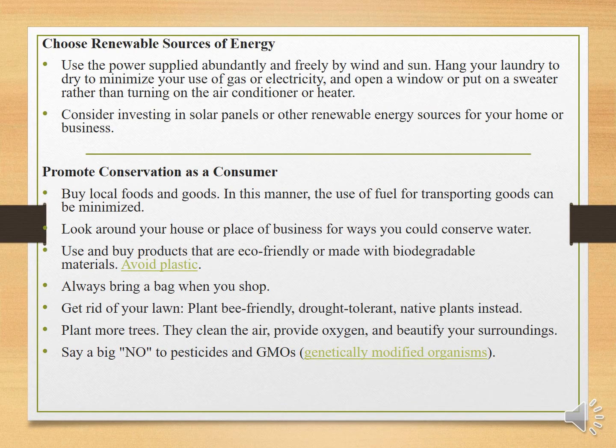Choose renewable sources of energy. Use the power supplied abundantly and freely by wind and sun. Hang your laundry to dry to minimize your use of gas or electricity, and open a window or put on a sweater rather than turning on the air conditioner or heater. Consider investing in solar panels or other renewable energy sources for your home or business.